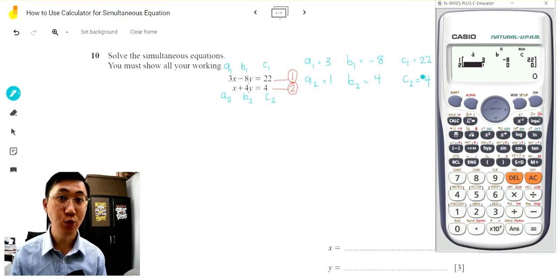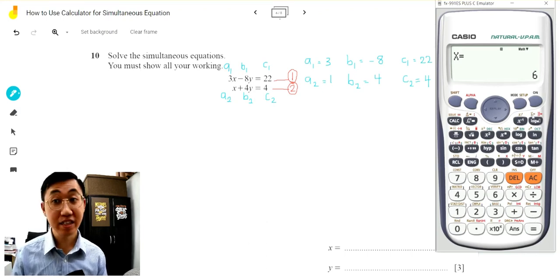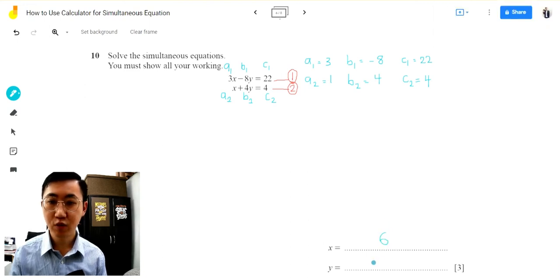Now let's go for A2. A2 in front of X, they don't show any number, means 1, okay? So let's feed in 1. B2, okay, this is positive 4, put 4. Finally, C2, that will be 4 again, yeah? So just follow only. Okay, so we get X is 6, and then we have Y is negative half. So let's fill up the answer first. That would be negative half. There you go. And then make sure you do your working and they are going to match, okay?